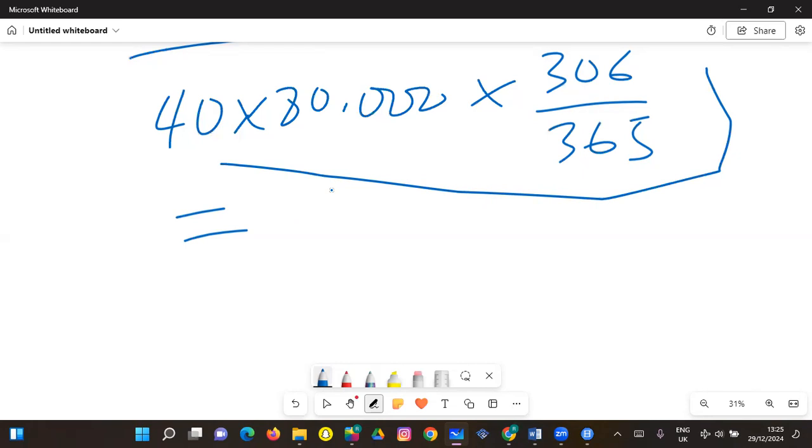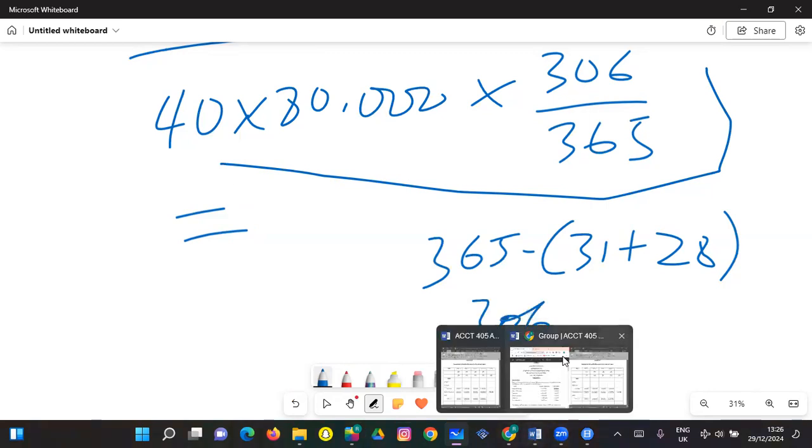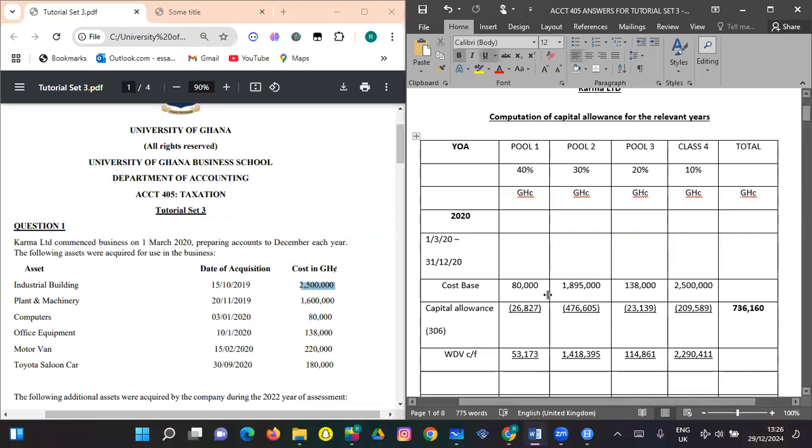So from 1st January to 28th February won't be considered. So when we subtract 365 minus, January has 31 days and then February has 28 days, we don't consider the leap year. So that's why we are getting 306. So once we do that, we come and then get this. We do the same also for this, right?